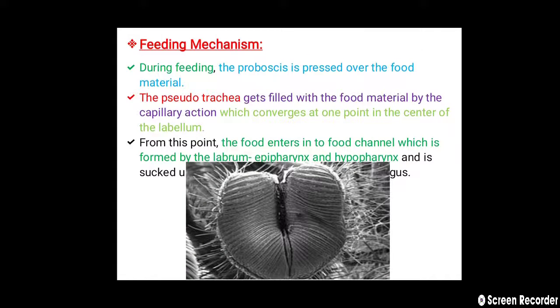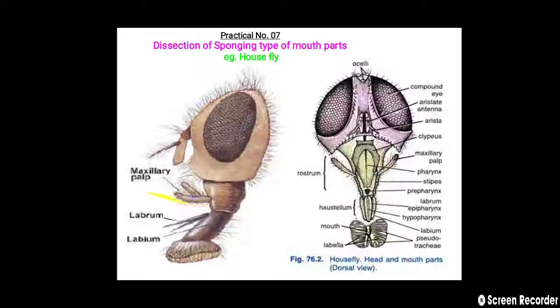Then next is the feeding mechanism. During feeding, the proboscis is pressed over the food material. The pseudotracheae get filled with the food material by capillary action, and they converge at one point in the center of the labellum. From this point, the food enters into the food channel, which is formed by the labrum epipharynx and hypopharynx, and then the food material is sucked up. So this is the feeding mechanism of the sponging type of mouth parts.